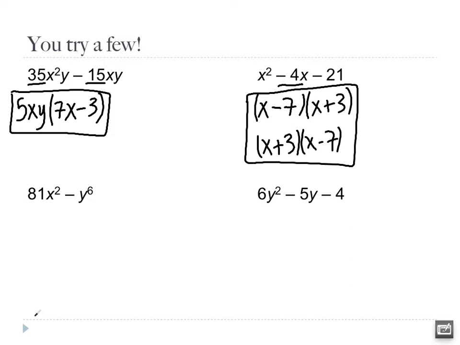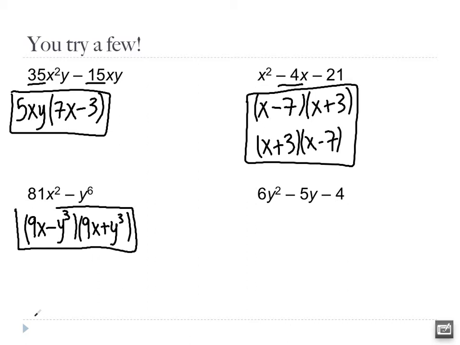Okay, this next example is a difference of perfect squares. There's no greatest common factor. 9 multiplied by 9 is 81. Then have x and x. 1 subtraction, 1 addition. Y to the 6th is y to the 3rd multiplied by y to the 3rd. We can't factor either of those anymore, so this is the final answer.